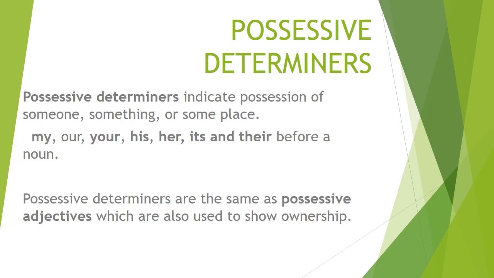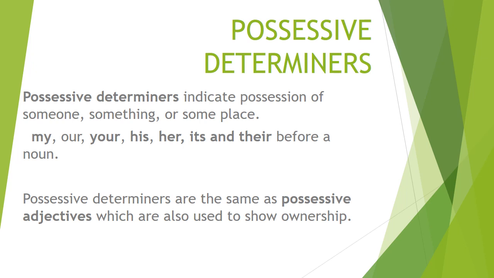In the previous session, you would have learnt what determiners are, what the different types of determiners are, and also the first two types of determiners in detail. That is the articles and the demonstratives. In today's session, you will learn more about the possessive determiners.